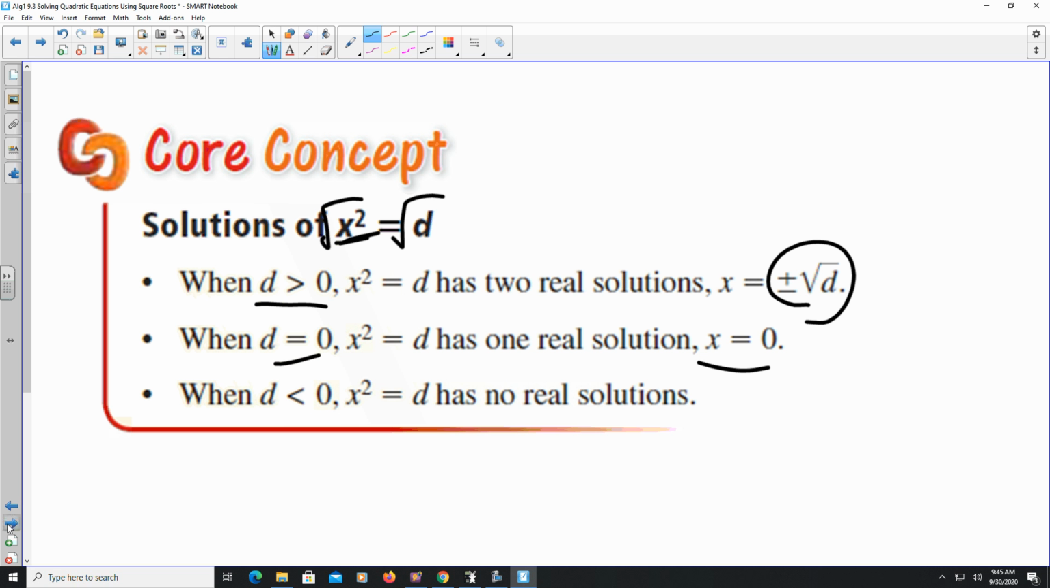If d is a negative number, which is less than 0, and you try to take the square root of that, if you ever try to put the square root of that in your calculator, it says syntax error or domain error or some kind of error code, which means there are no real solutions, which means there are no x-intercepts.